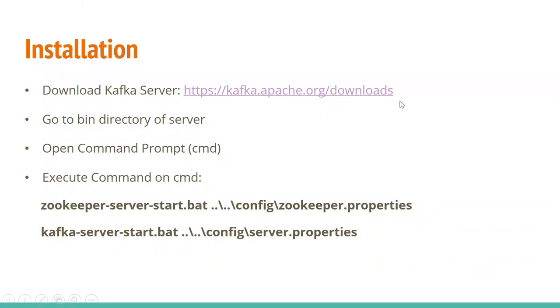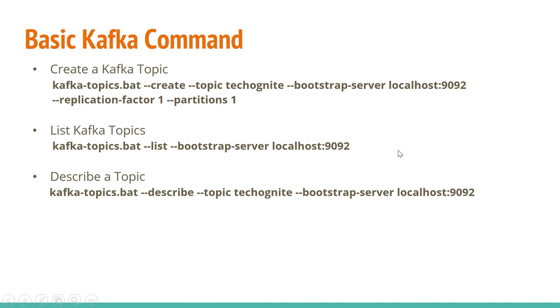We have already downloaded the software, gone to the bin directory, executed both of the commands and started the Kafka server now. The next is there are some basic commands of Kafka, which you can execute from the command prompt. So this is the command to create a topic. Here we are creating a topic named Tacognite, where we are providing the bootstrap server, and bootstrap server is a server from where the system is going to get the basic configurations. As Kafka is running on 9092, we have given localhost 9092, and then we have given the replication factor and partition, which we are going to cover in the next video.